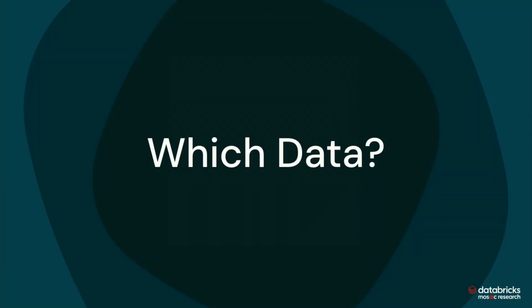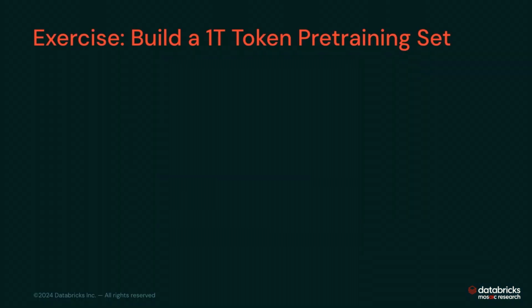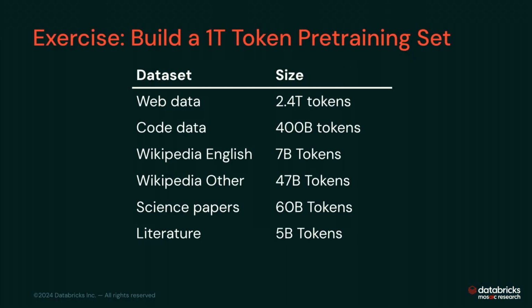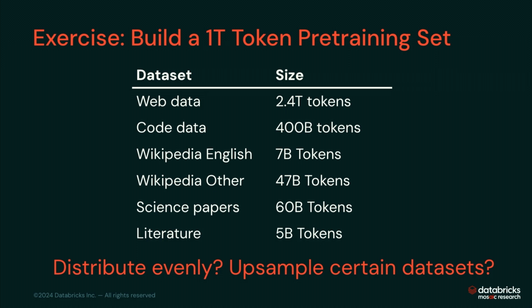Okay, so which data? You really are what you train on. So this is an exercise I love to do. I'm actually going to treat this like a class for a moment. Take a moment, grab your phone, grab a pen and paper, whatever you prefer. I would like a 1 trillion token pre-training data set. Here are the resources I'm giving you: some web data, some code data, Wikipedia, different languages, some science papers, those are pretty good, some literature.